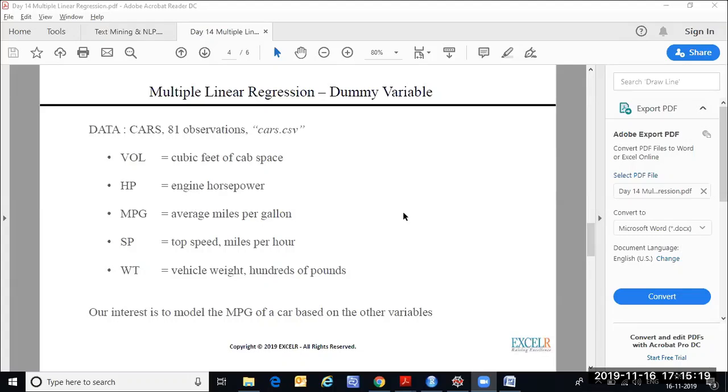So this data set is all about the cars data set. It has got 81 observations in it. So in this, we have overall 5 variables: volume, horsepower, mileage per gallon, speed, and weight. Right? So we need to predict the mileage per gallon, the mileage of a vehicle, given the other 4 details. We need to come out with an equation to predict this mileage based on the other 4 input variables. Okay. Now let's look at the data.